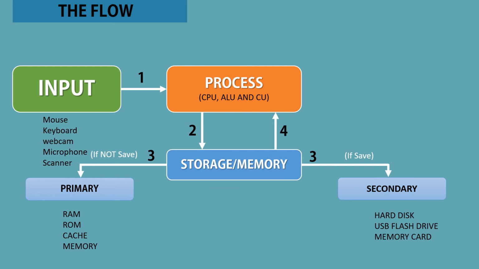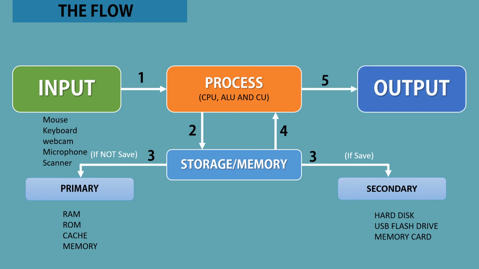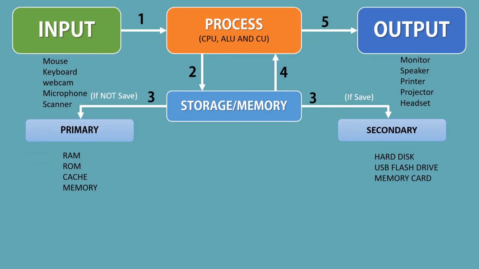Next, the memory will return the requested data to the CPU, and the CPU will send that to our output device, the one that converts the data into a form understandable by humans, composed of the monitor, speaker, printer, projector, and headset. Okay, so that's for today.